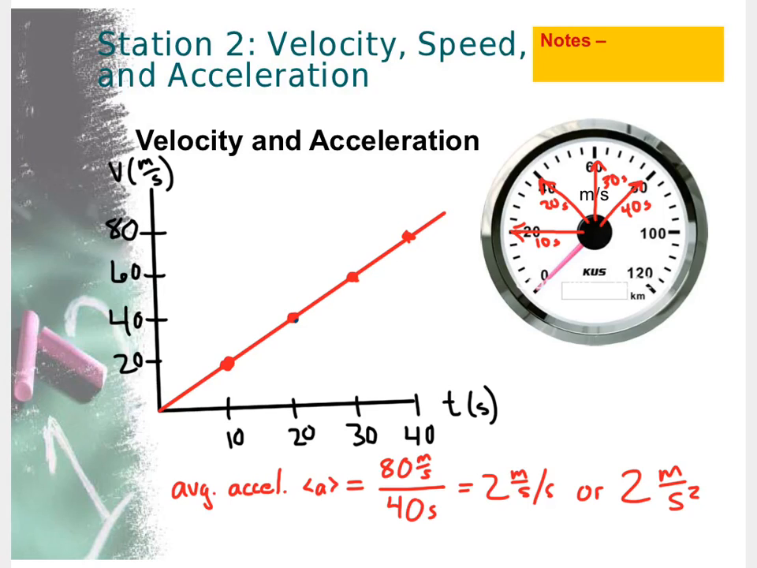So acceleration is the rate at which this needle goes up, increases, or goes down, decreases. So a very fast acceleration, high acceleration, would see this needle going up very rapidly. And a slow acceleration would see this needle going up only very, very slowly over time. Okay.